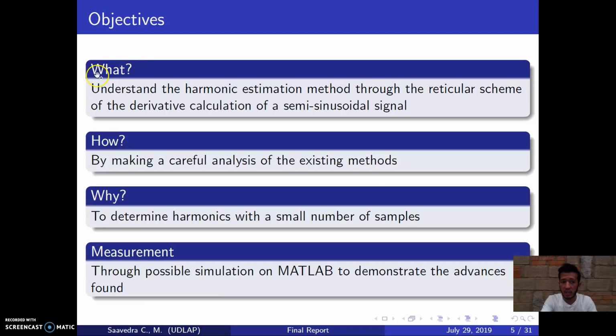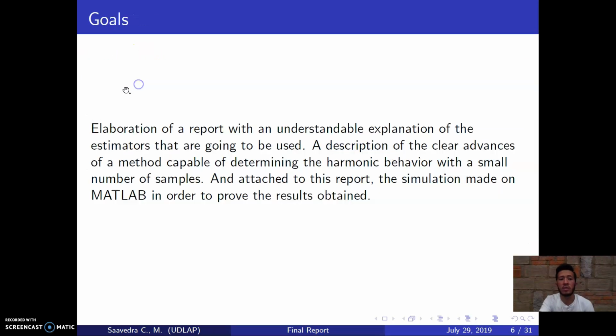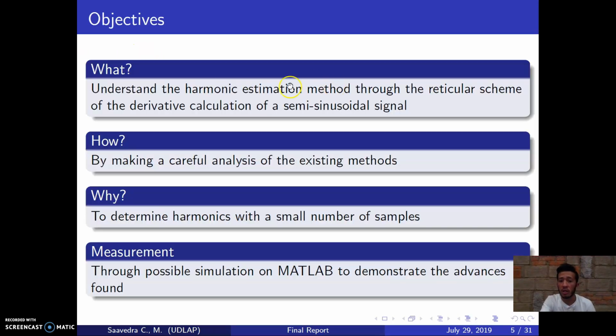Well, what is our objective? To understand the harmonic estimation method through the reticular scheme of the derivative calculation of a semi-sinusoidal signal. How? By making a careful analysis. Why? To determine the harmonics with a small number of samples. This is very important. We need to obtain this method with a small number of samples. This is our main goal.